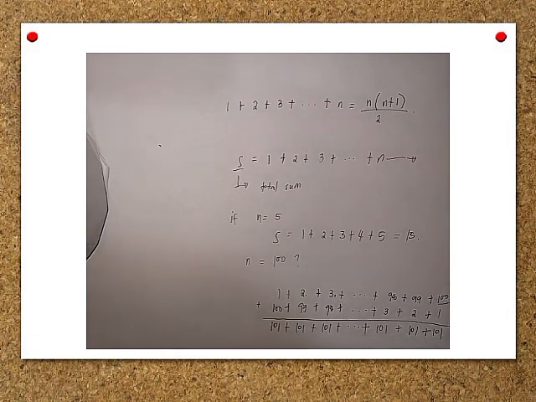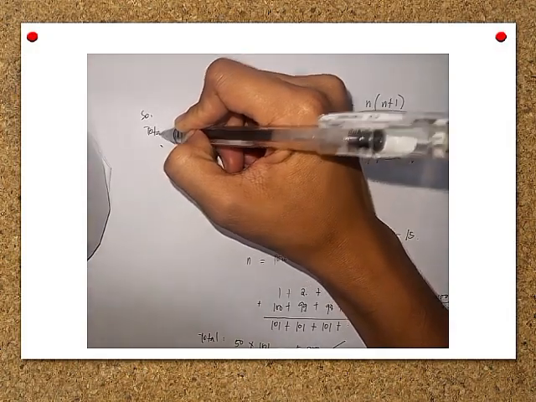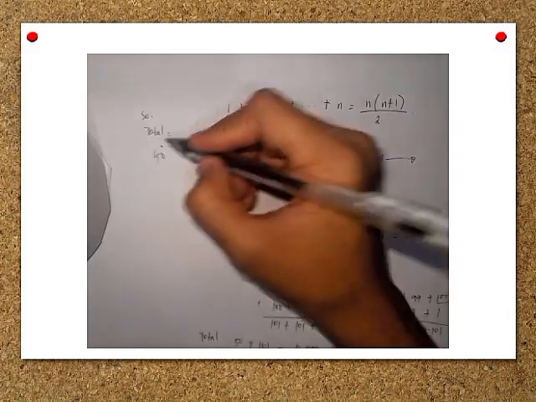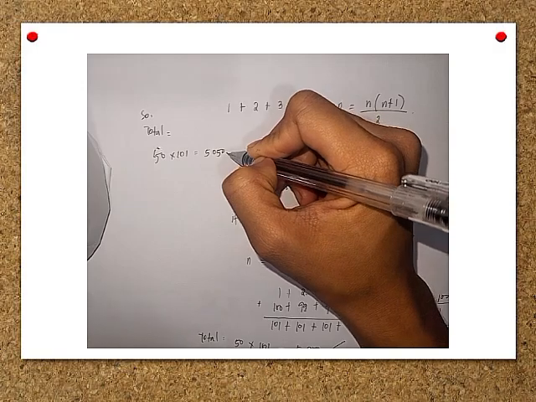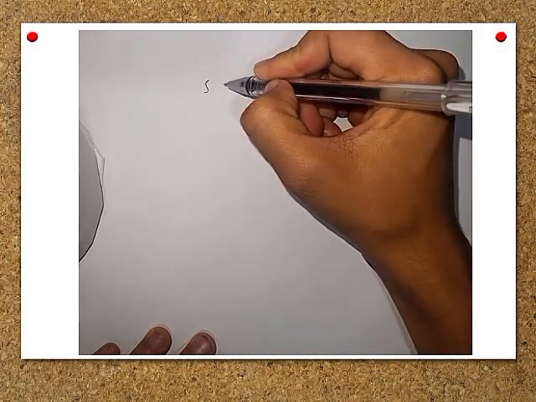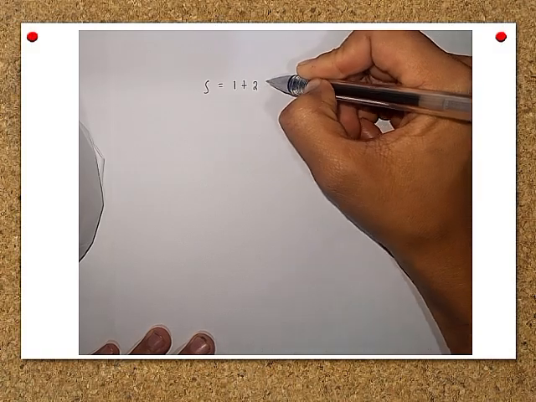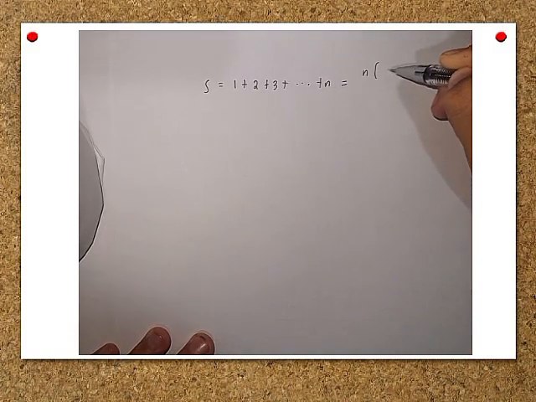So we have the total of 50 times 101, which is equal to 5050, and that's the sum. From this method, we can build a general formula for any number n. S equals 1 plus 2 plus 3 plus ellipsis plus n is equal to n times (n plus 1) divided by 2.